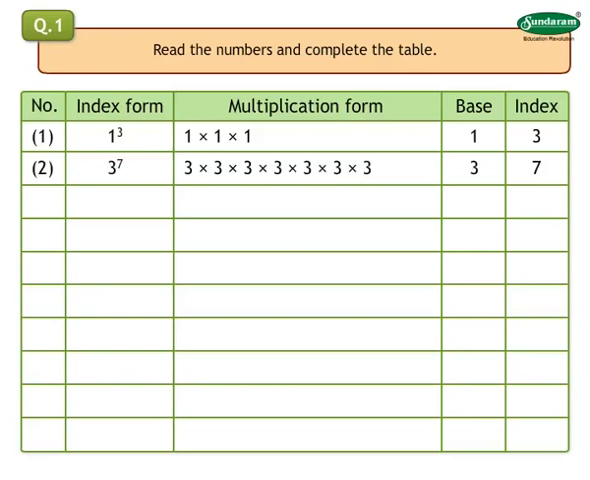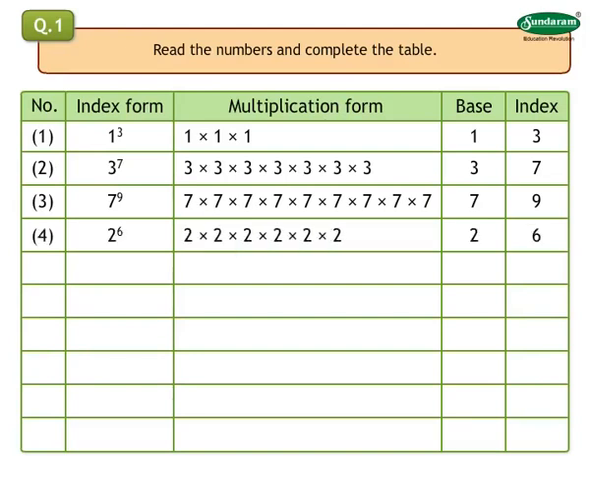Number 2. 3 to the power 7. Its multiplication form is 3 into 3 into 3 into 3 into 3 into 3 into 3. Base is 3 and index is 7. Number 3. 7 to the power 9. Its multiplication form is 7 into 7 into 7 into 7 into 7 into 7 into 7 into 7 into 7. Base is 7 and index is 9.